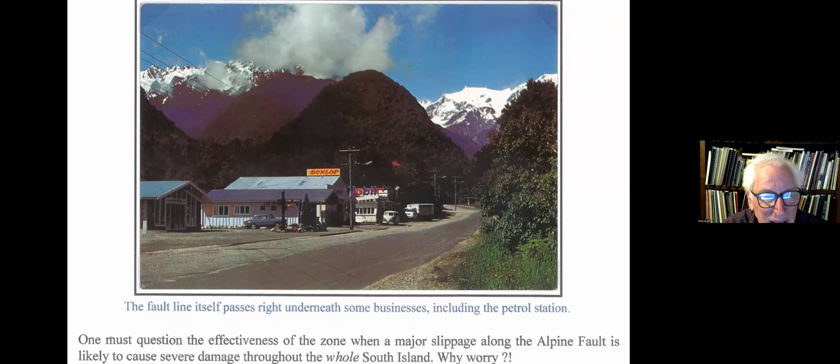The fault goes right under this garage, mobile garage here. So one must question how effective that zone's likely to be when there's major slippage that would cause damage through the whole of the South Island. And that's not taking into account the damage that the Waiho River would cause, which has already roared right through the middle of the town twice this century alone. And it keeps building up its bed, of course, so it gets higher and higher.